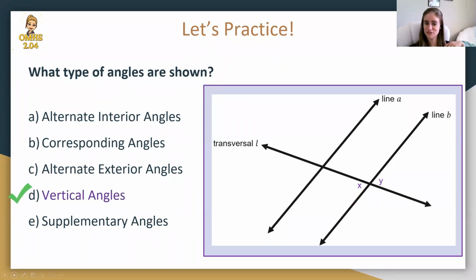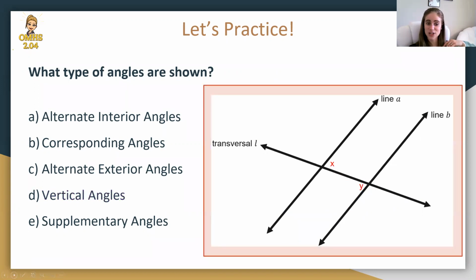All right, there we go, vertical angles. All right, let's try this one out. Go through those same steps that I just did. Look for those key things: interior, inside, corresponding, same side of the transversal, exterior, outside, vertical angles. They make that X, and they're opposite of each other. And last but not least, supplementary. They're adjacent, so they're side by side, and make a straight line.